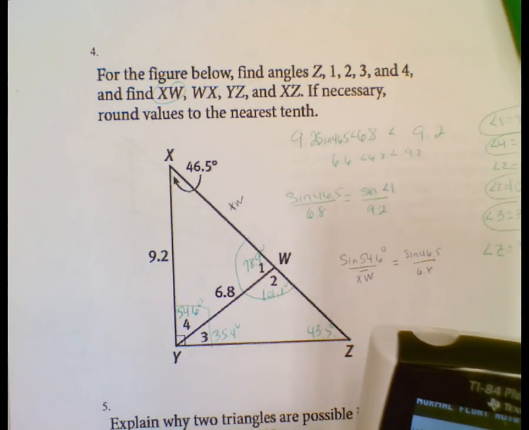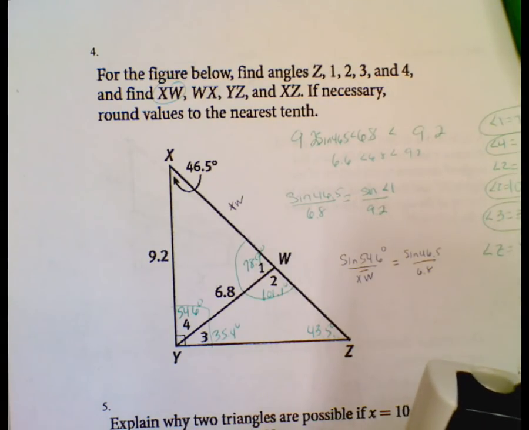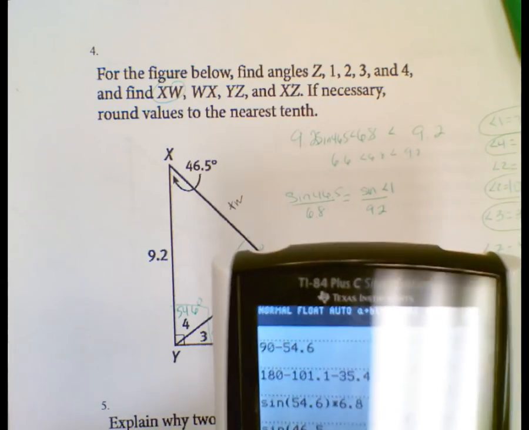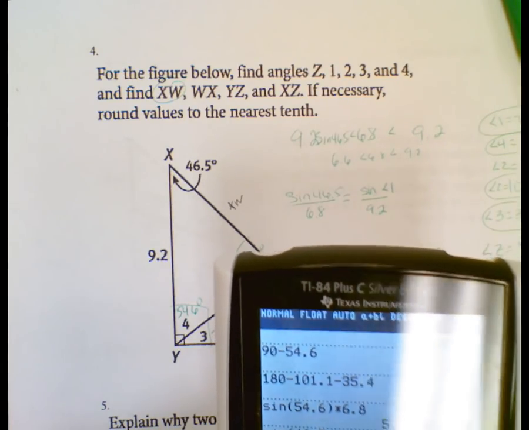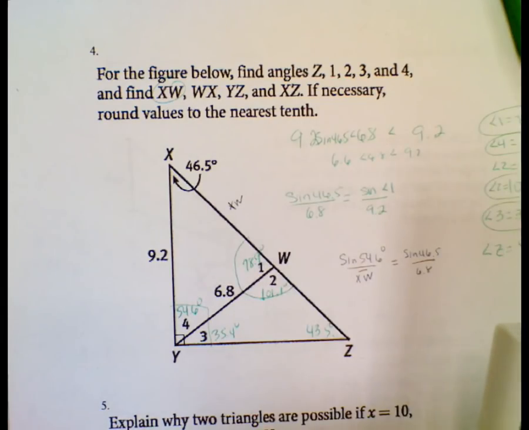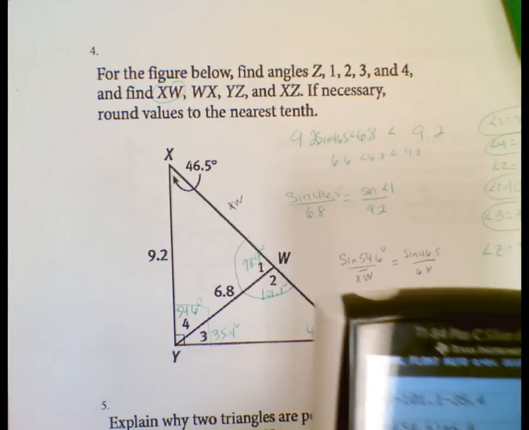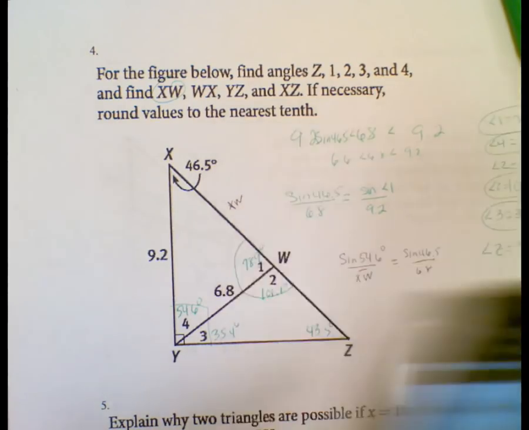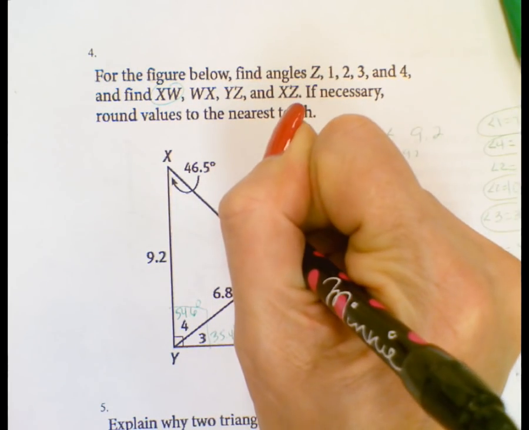That's weird. What did I do wrong? Sine of 54.6 times 6.8. Oh, I didn't press divided by. I just realized it. Try that again. Sine of 54.6 times 6.8 equals, divided by sine of 46.5. There we go, 7.6. That sounds better. So this side is 7.6.